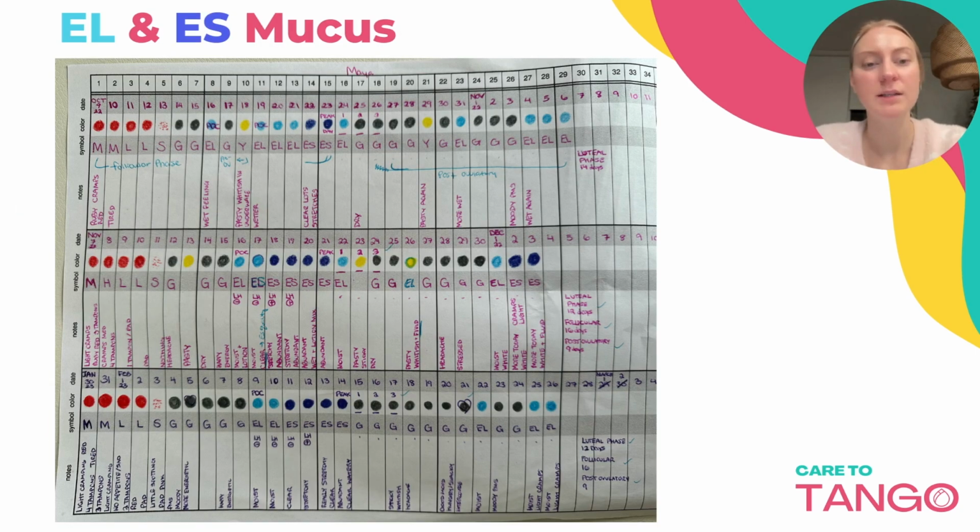And here is our example client chart without the BBT. So it's just charting mucus qualities. You can see how we have our menstrual bleeding at the beginning, and then we move into G days. We have our EL mucus swiftly moving into our ES days with a stretchy, clear, lubricative. And then after ovulation has taken place, we see those dry days again, and then she does have a little bit of that E mucus at the end of her cycle as well.